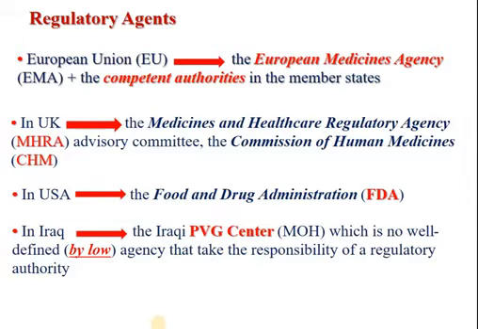In our country, Iraq, recently, since about 10 years ago, the Iraqi Pharmacovigilance Center was established by the Ministry of Health to act as a regulatory agency responsible for performing the pharmacovigilance action. This center is really not well defined by law, and its action is just to collect data, and it has no implemented legislation or law that regulates its action. So this agency nowadays takes the responsibility as a regulatory authority.